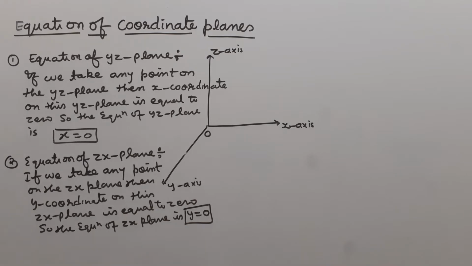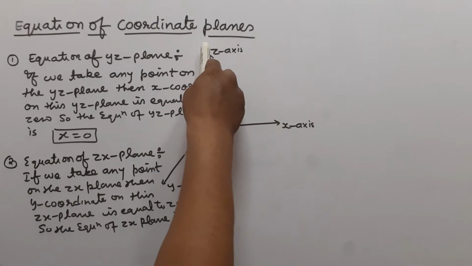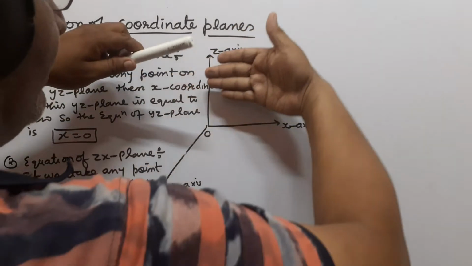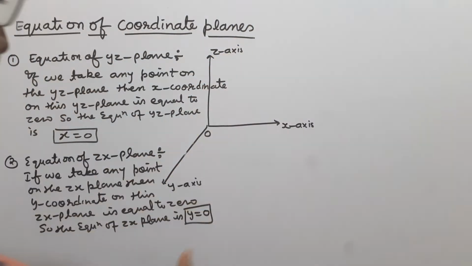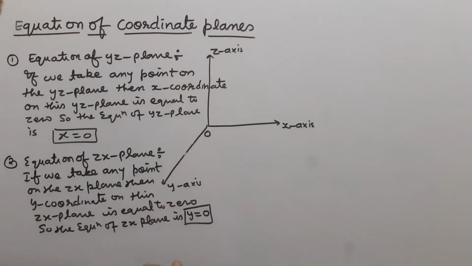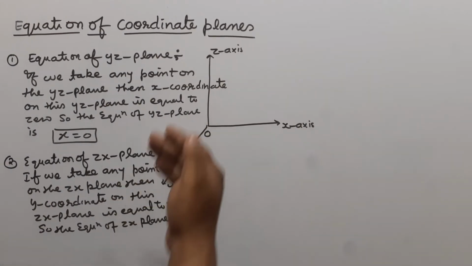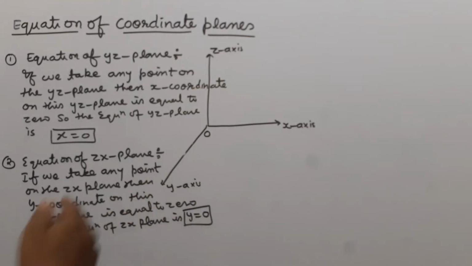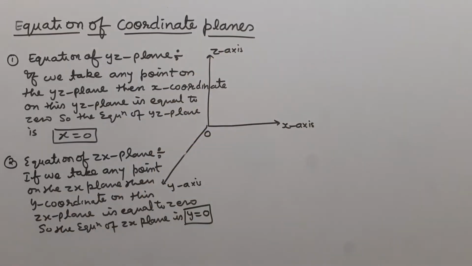We know that this is the x-axis and this is the z-axis, and so this plane is the zx plane. If we take any point on the zx plane, the y coordinate of that point is 0. So the equation of the zx plane is y equal to 0.